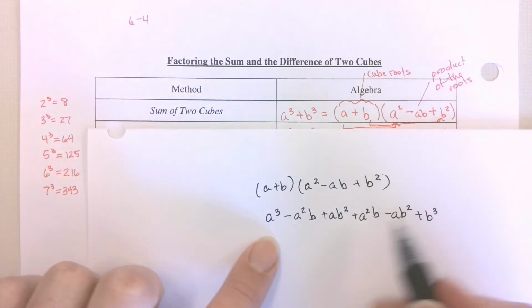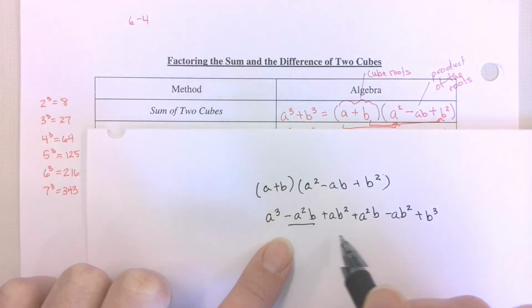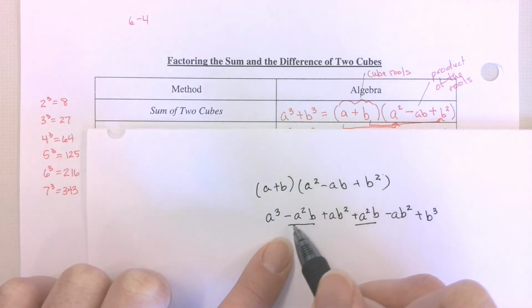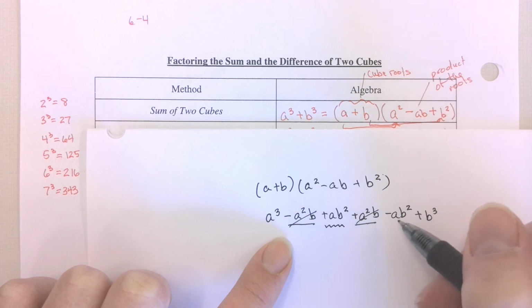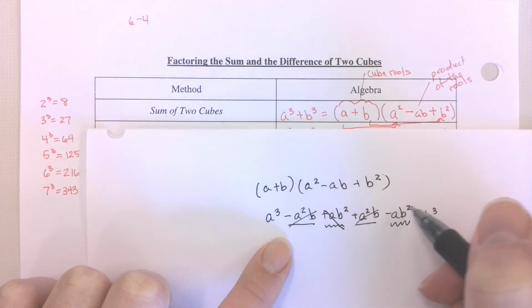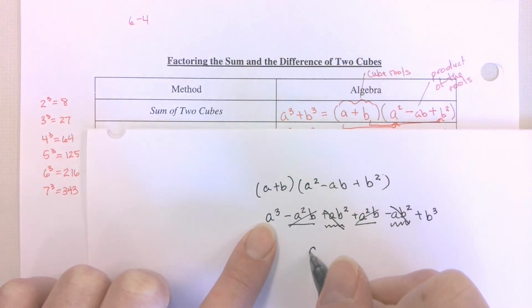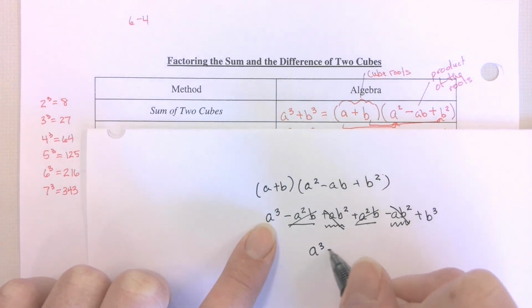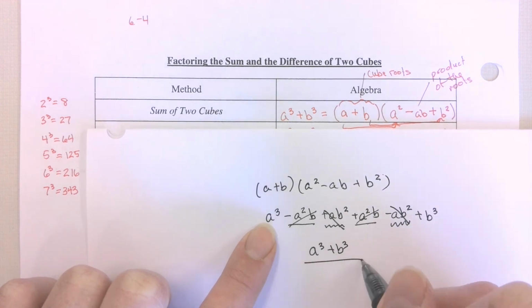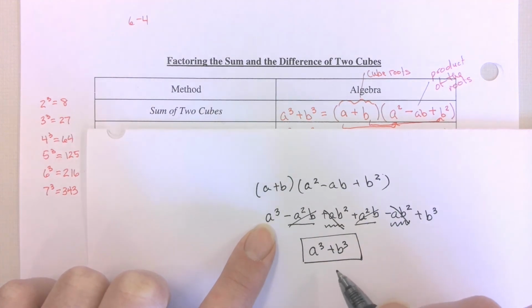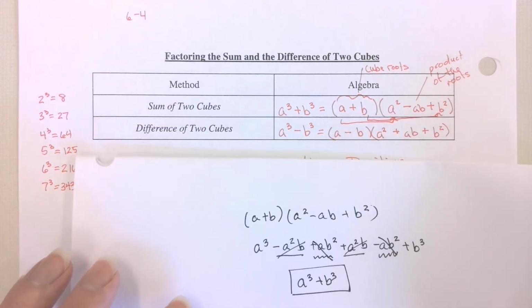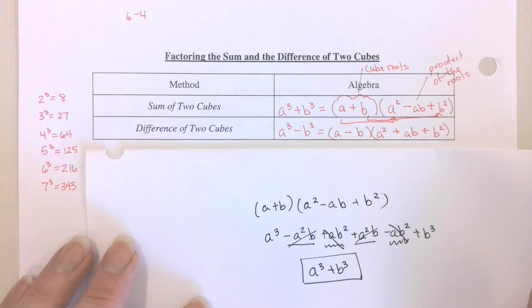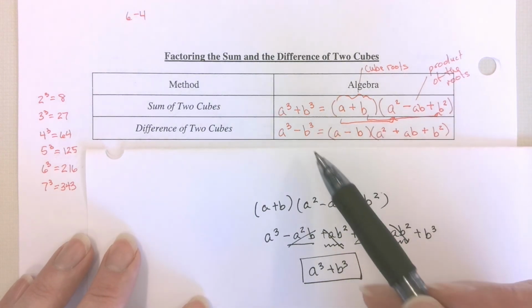And what you're going to see here is I get a negative a squared b and a positive a squared b, and those are both going to cancel. I then get an ab squared and a negative ab squared, and those are going to cancel, and I am indeed left with a to the third plus b to the third, which was my original problem. So I want to show you that yes, our shortcut works, but remember, what I'm teaching you is a shortcut. I am not teaching you the long way to find the difference in sum of cubes.